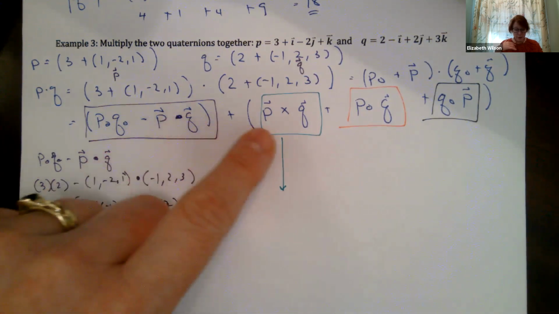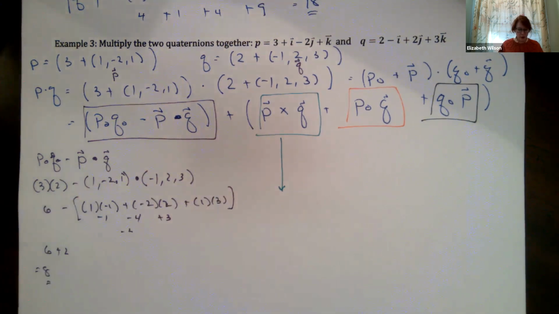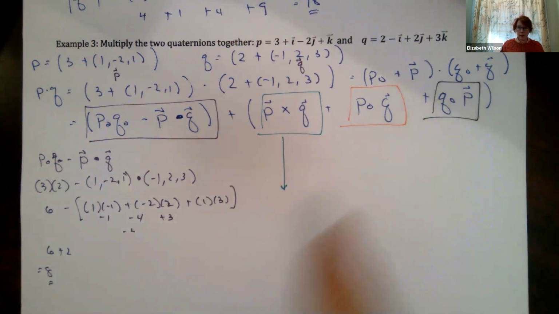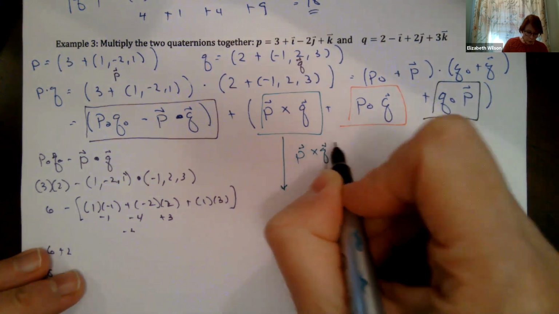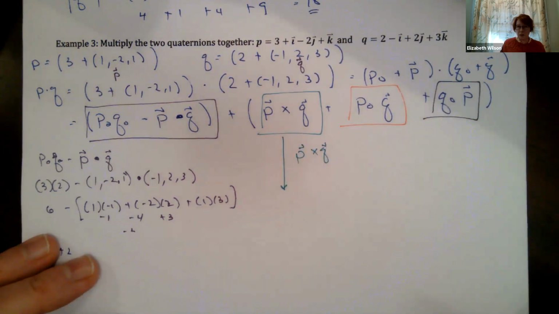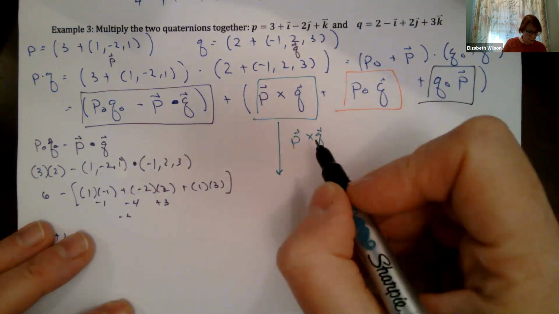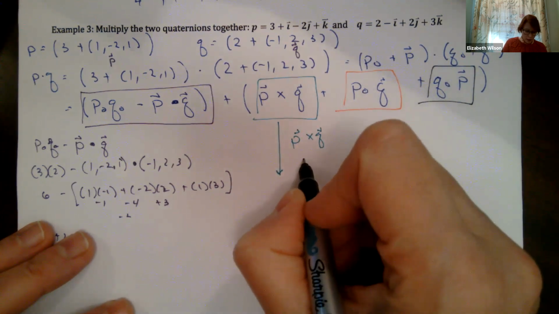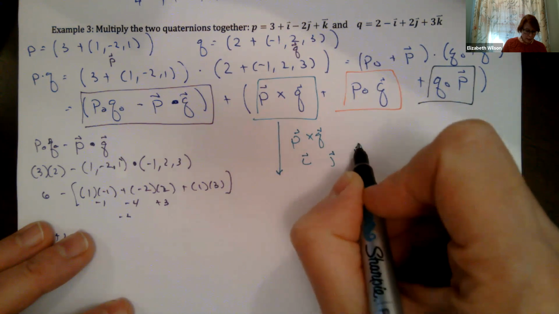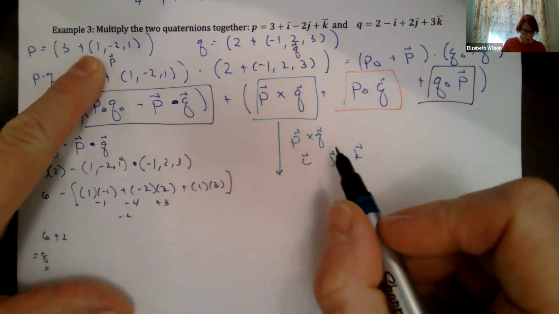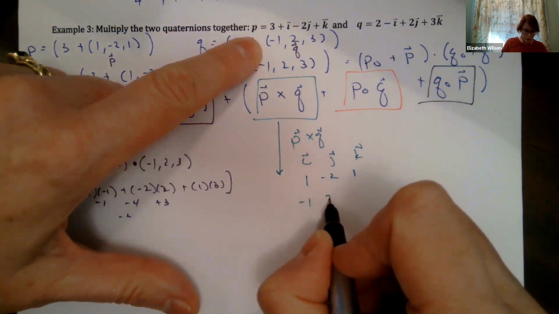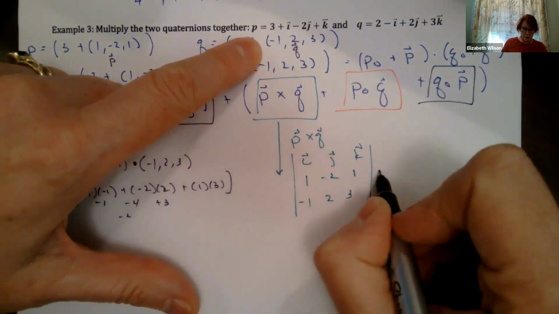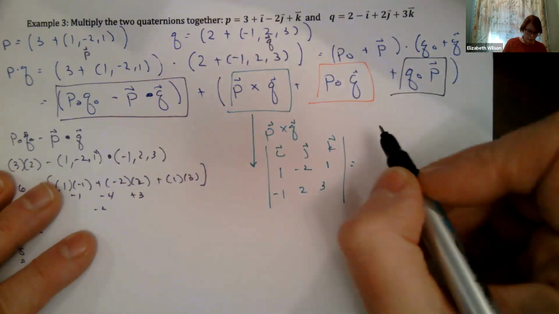Now I have to deal with the vector part, which is I need to do a cross product, and then I have to do a couple of scalar multiplications. So let's go ahead and do our cross product. I'm going to go P cross Q. I'm doing this in different colors so we can follow through. Okay, so let's set this up. P cross Q, with I, J, K. The vector portion of P was 1, minus 2, 1. The vector portion of Q was minus 1, 2, 3. Remember our cross products. I'm going to start working it through.